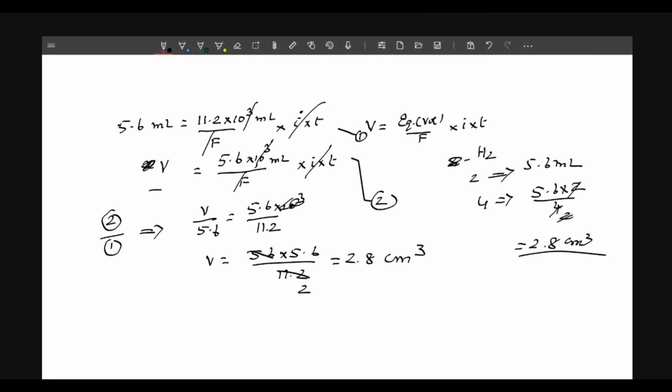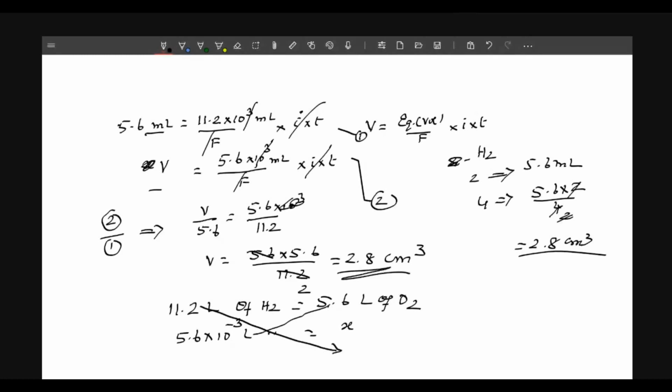By which method are you making use of it? By the equivalent method: 11.2 liter of hydrogen is equivalent to 5.6 liter of oxygen for the same current, and 5.6 into 10 power minus 3 liter of hydrogen. How much oxygen is there? X. Find out X. It can be easily done. Once again, if you multiply 5.6 into 5.6 divided by 11.2, you will get the same answer. This is another method by which you can also calculate this.